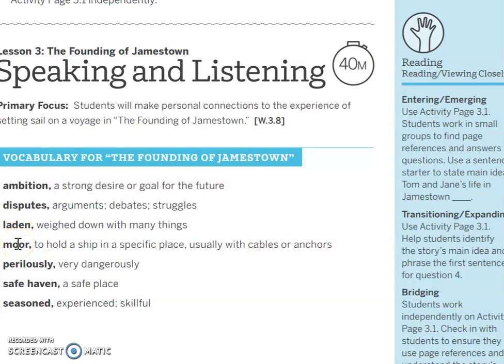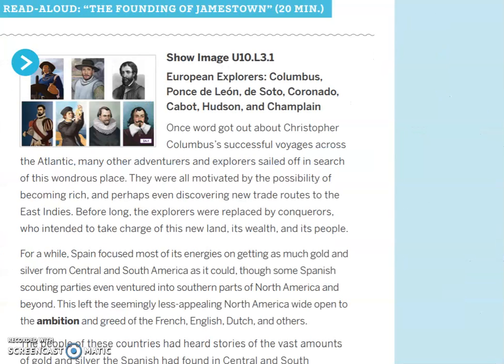Fourth word is moor. It means to hold a ship in a specific place, usually with an anchor or with cables. Perilously is our next word. It means very dangerously. We have safe haven. It's a safe place. And then our last word is seasoned, in which case that means someone is experienced or skillful in something. All right, on to our reading, the founding of Jamestown.